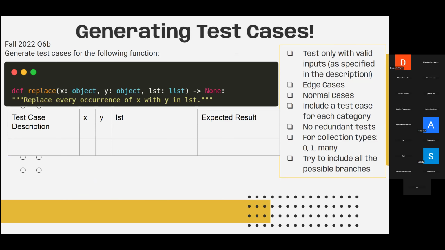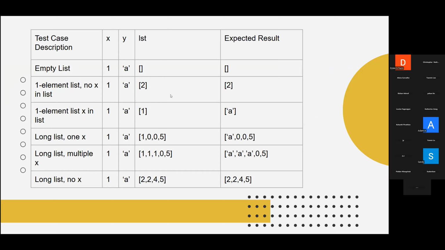This is another question that we have. Since we already went over one before, I'll just go over this quickly. So basically for this one, we have a replace function. What we will do is we will replace every occurrence of x with y in the list. So any occurrence of the first parameter will be replaced by the second parameter. So here we can think of the empty list again, where we pass in 1 and the letter A. Since the list is empty, there's nothing inside. Our expected result is the empty list.